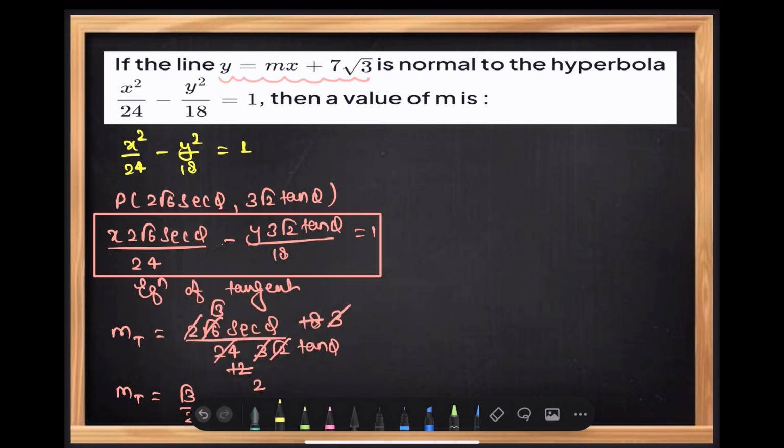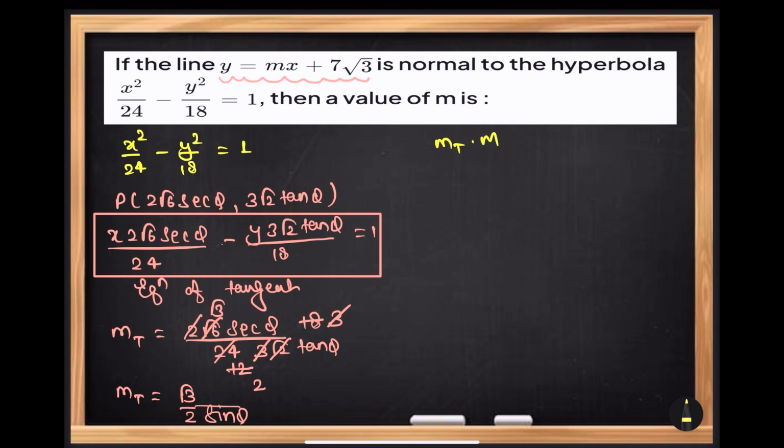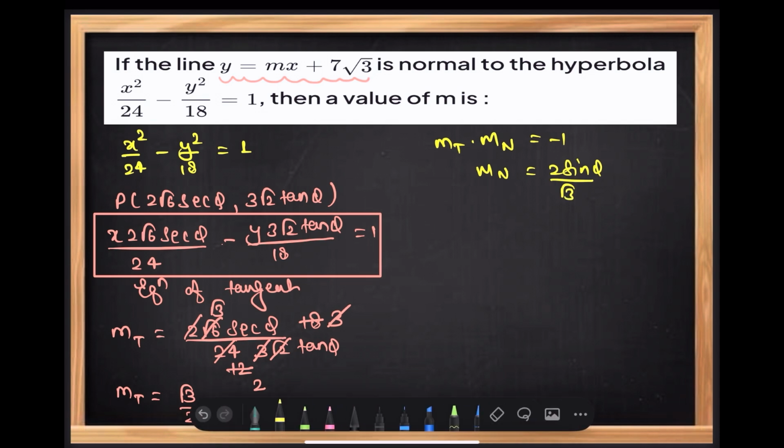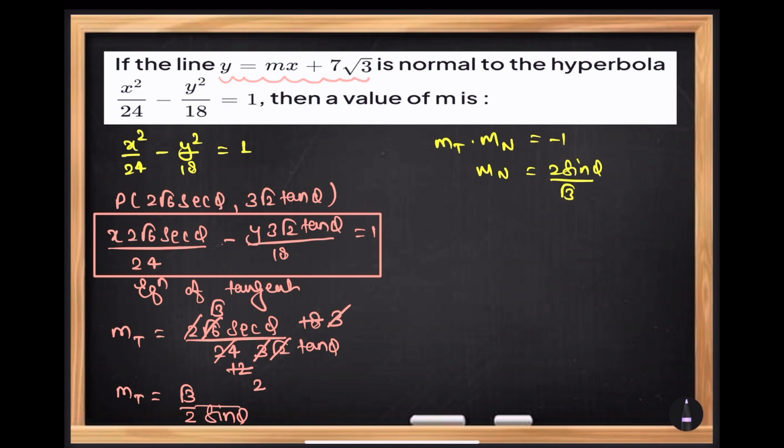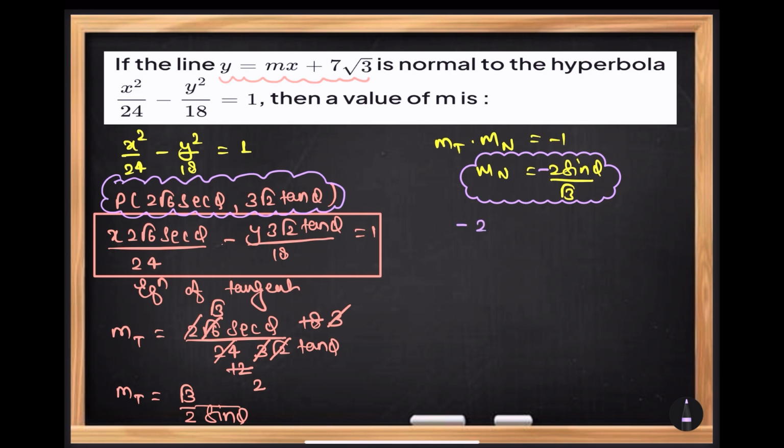Now you have to find the slope of normal. So what we will do? Slope of tangent into slope of normal equals minus 1. So slope of normal will be equal to 2 sin theta upon root 3. We got the slope of normal and we got a point on the curve. So using the point slope form, can we write down the equation of normal? So slope equals slope. Here we will have minus: minus 2 sin theta by root 3 equals y minus 3 root 2 tan theta upon x minus 2 root 6 sec theta.